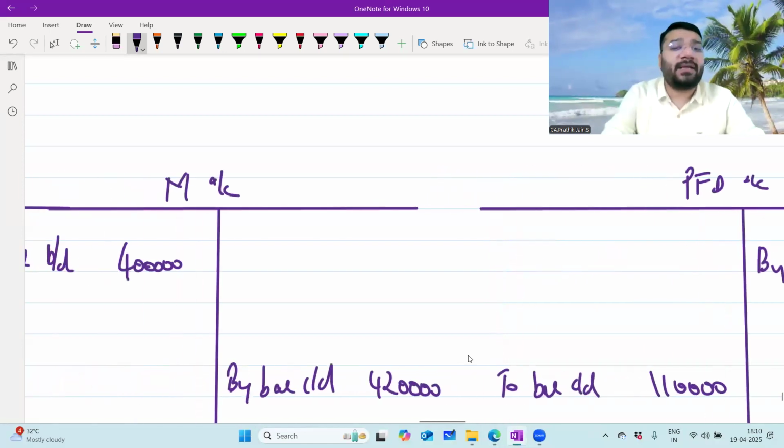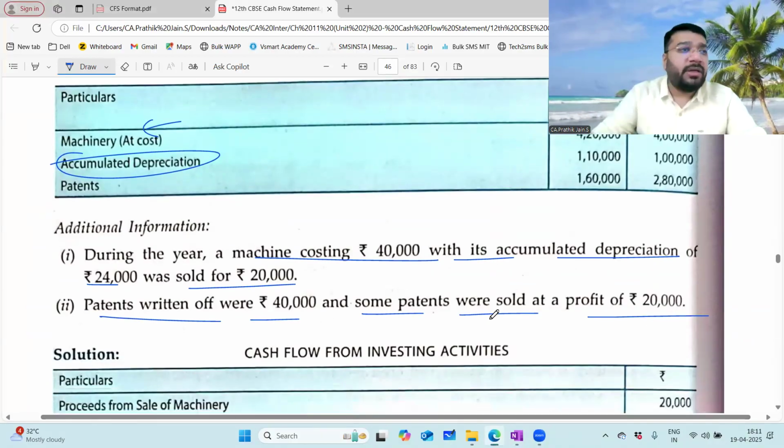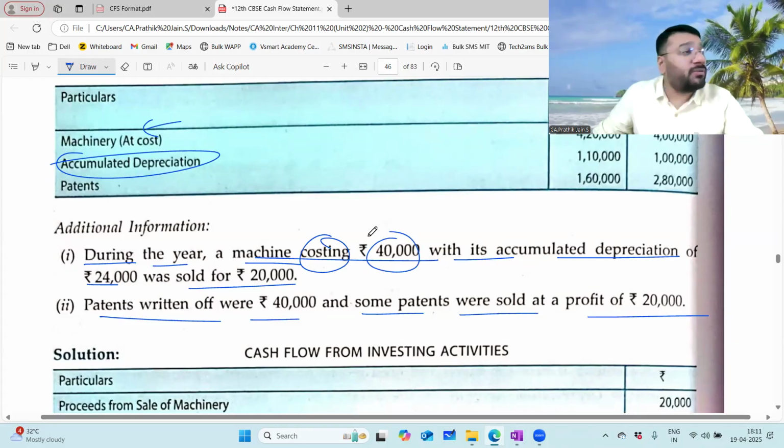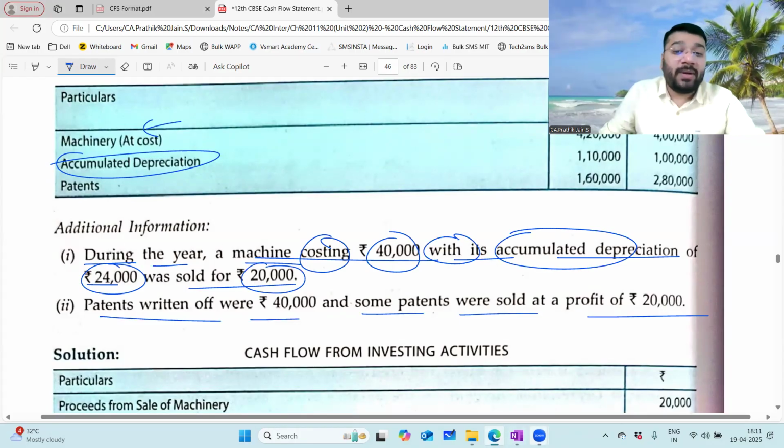1 lakh rupees. To balance carried down, how much? 1,10,000 rupees. Okay. What did I do? I just copy pasted the opening and closing balance. Now, read the adjustment. During the year, a machine costing 40,000 with its accumulated depreciation of 24,000 was sold for 20,000.